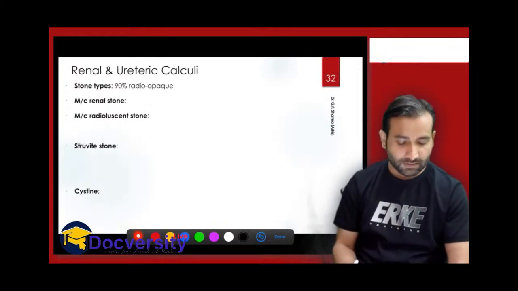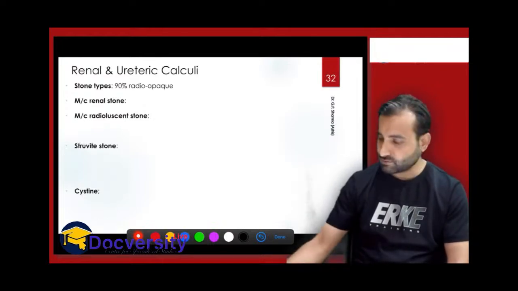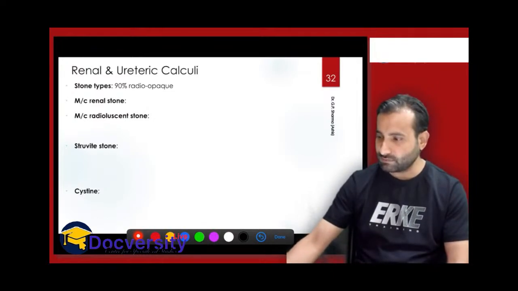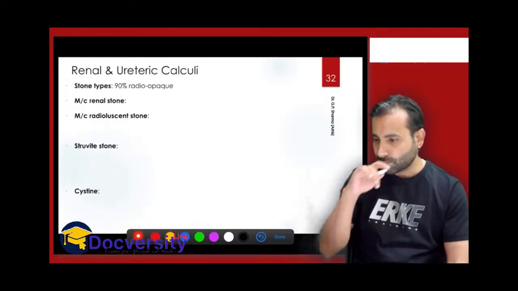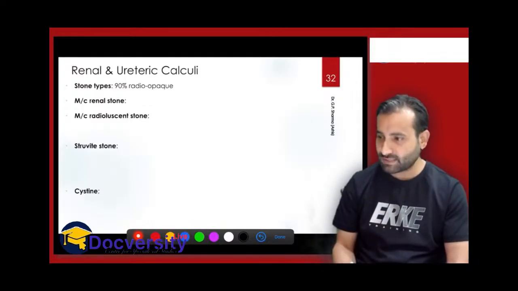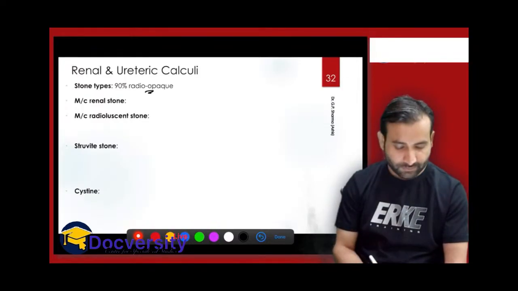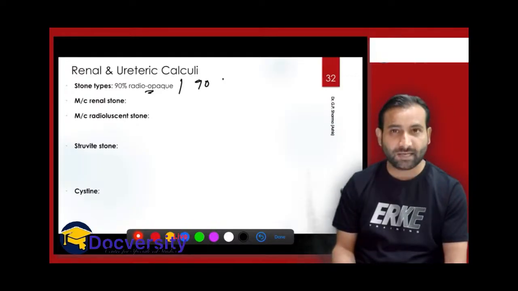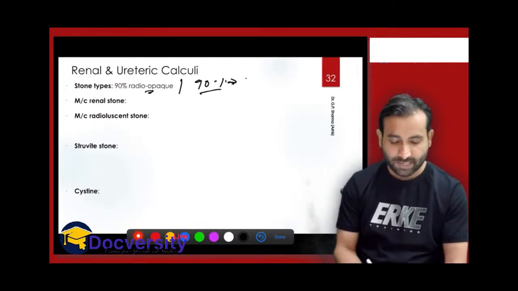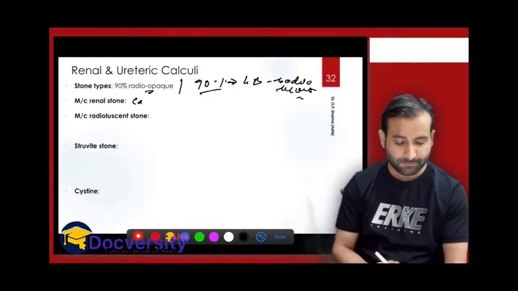Okay. Renal and ureteric calculi. Let's go to the calculi now. Okay. So in this renal and ureteric calculi, 90% of the renal calculi are radiopaque, but 90% of the gallbladder calculi are radiolucent. So remember this rule of 90.